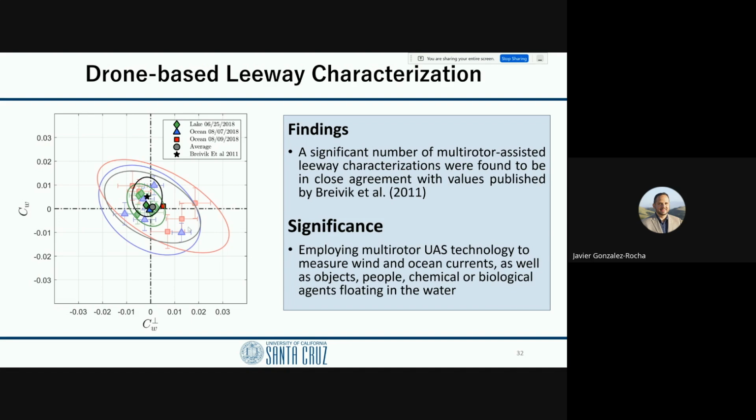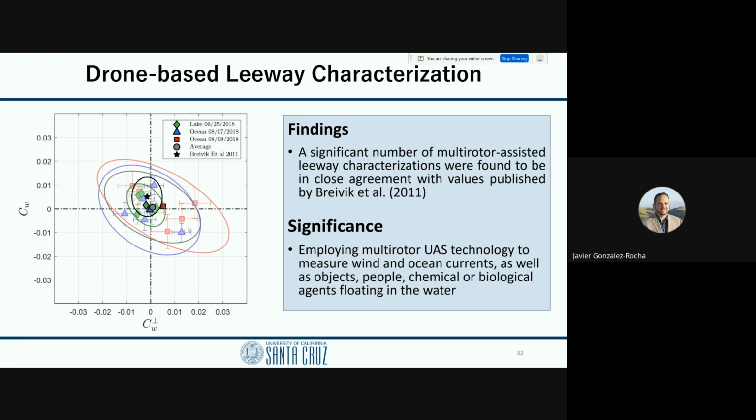So here are the results. This is very preliminary, but to us it was interesting that a significant number of multi-rotor assisted leeway corrections were found to be in close agreement with values published by Breivik et al. in 2011, where Breivik used conventional methods.